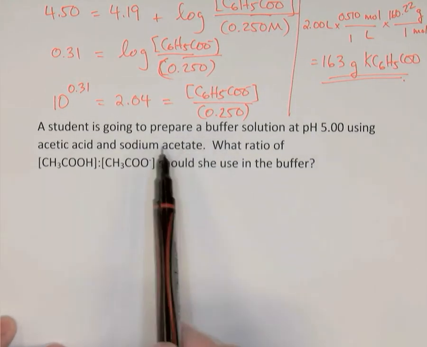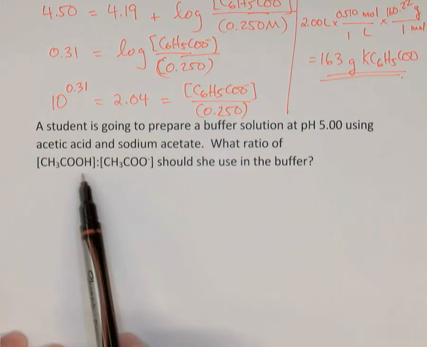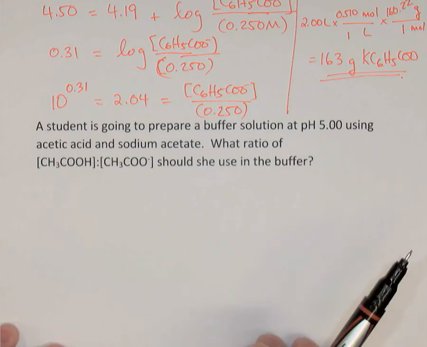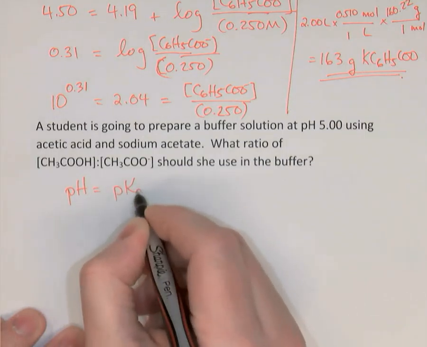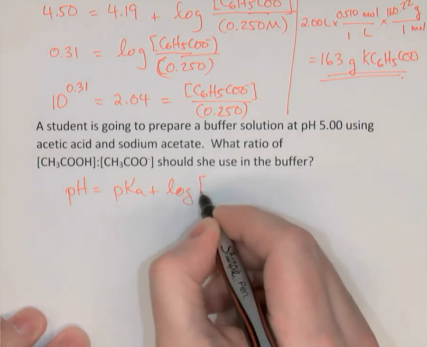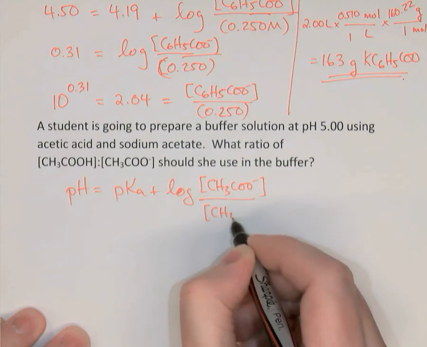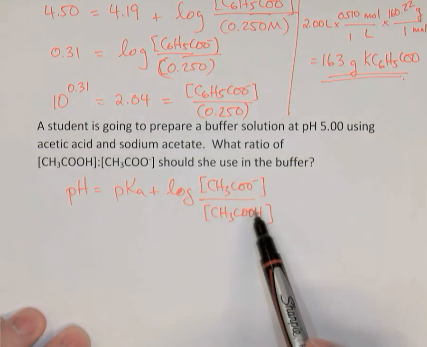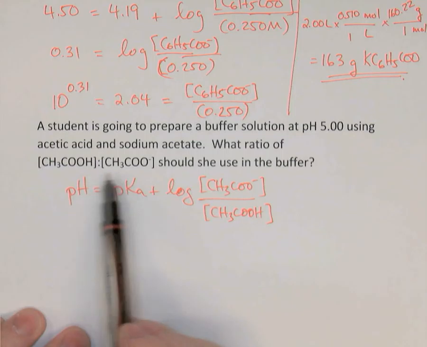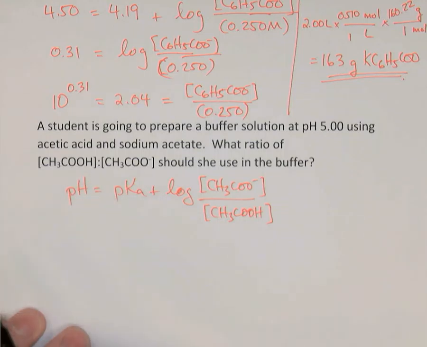Alright, 2 more problems here. A student's going to make a buffer at pH 5 using acetic acid and sodium acetate as the weak acid and conjugate base. What ratio of acid to salt should she use in the buffer? So Henderson-Hasselbalch, the pH is the pKa plus the logarithm of the salt, CH3COO minus concentration, to the acid, CH3COOH concentration. Now I notice that in Henderson-Hasselbalch I've got a ratio, but it's the inverse, the reciprocal of the ratio that I want. So if I solve for this ratio, I could then just take its reciprocal to get the ratio that I'm looking for.